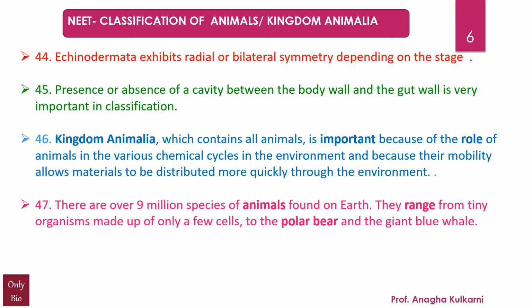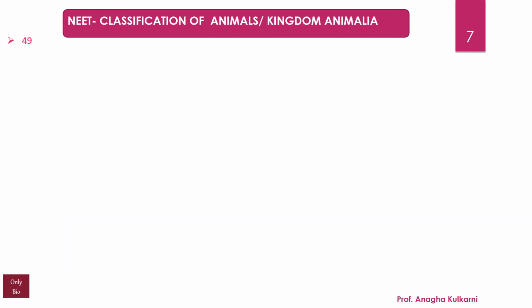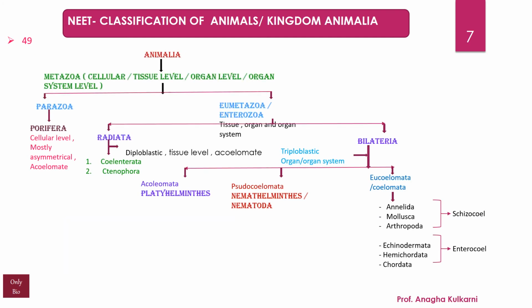Point number 47, there are over 9 million species of animals found on the earth and they range from tiny organisms made up of only a few cells to the polar bear and the giant blue whale. Point number 48, about 75% of all species on earth are animals. Point number 49 is once again a kind of classification. So do understand this. Please zoom in and listen to me.